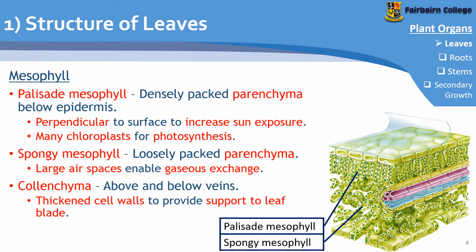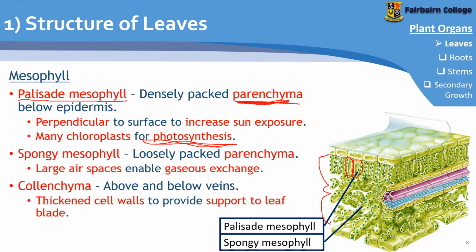The second area in the leaf is called the mesophyll. So this is the area in between the two epidermal layers. And there's a few different tissues found here. So the first one is the palisade mesophyll, and these are these long perpendicular cells which are found right underneath the upper epidermis. And they are parenchyma tissue, and their main function is photosynthesis.